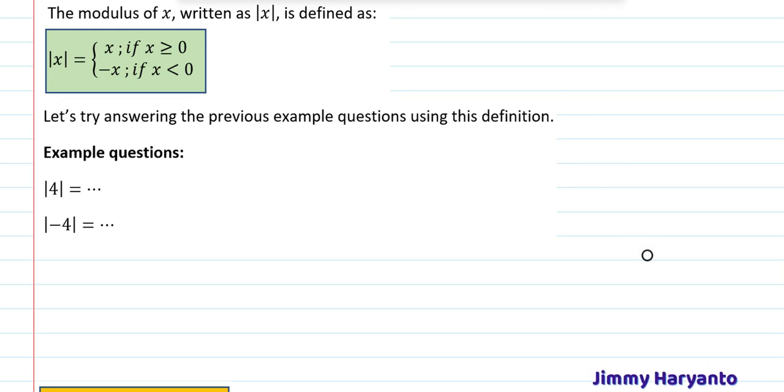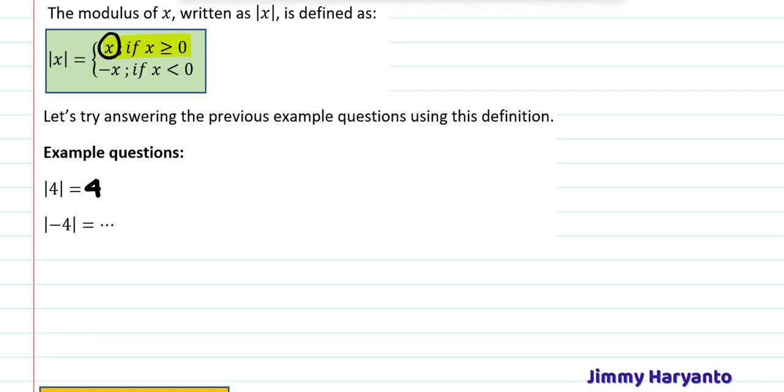So the absolute value of 4 is equal to the modulus of positive 4, and we already know that positive 4 is greater than or equal to 0. So we will use this definition because x itself is greater than or equal to 0. As 4 is greater than or equal to 0, that means the result will be x itself. That means this one will be equal to 4.